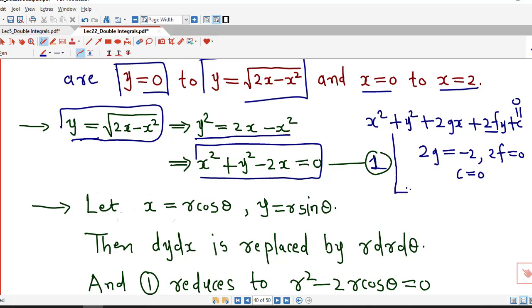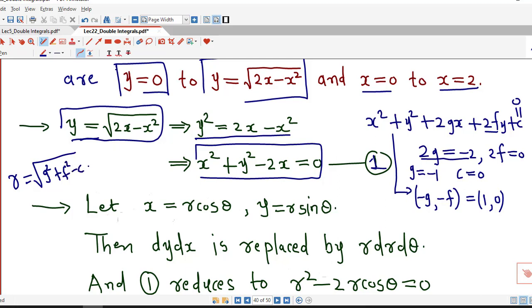As we know, the center of this circle is given by minus g, minus f. Here from 2g equal to minus 2 we obtain g equal to minus 1. So minus g is 1 and f is 0. So this is the circle with center (1, 0) and radius given by r equal to square root of g square plus f square minus c. Here f and c are 0 and g equal to minus 1, so we have square root of 1 which is 1. So this is a circle with center (1, 0) and radius 1.